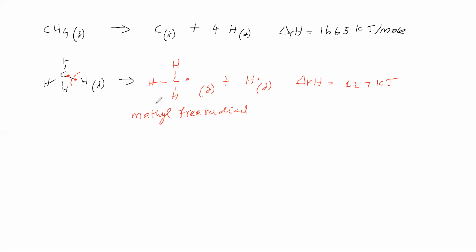In what way are we breaking this bond? In this bond 2 electrons are there. 1 electron we have given to carbon, and 1 electron we have given to hydrogen. That means this bond is broken homolytically. Therefore, it is called a homolytic cleavage.